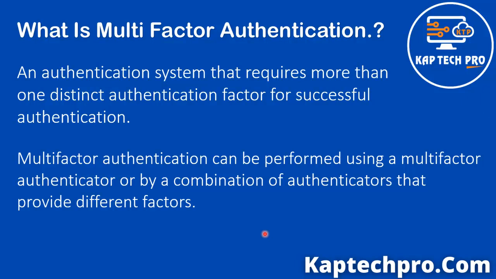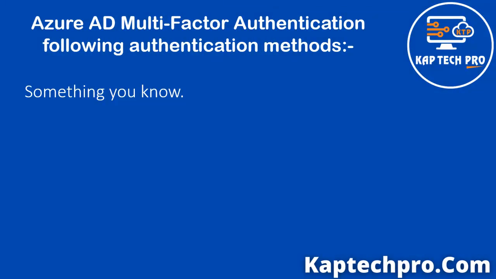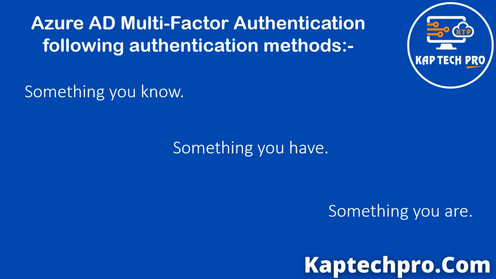Okay friends, so now let's discuss Azure-ready multi-factor authentication methods. First method is something you know, which means typically a password. Now the second method is something you have, such as a trusted device that is not easily duplicated, like your phone or hardware key. Now the third method is something you are, which means biometrics like a fingerprint or a face scanner. These are unique identities which cannot be easily duplicated.